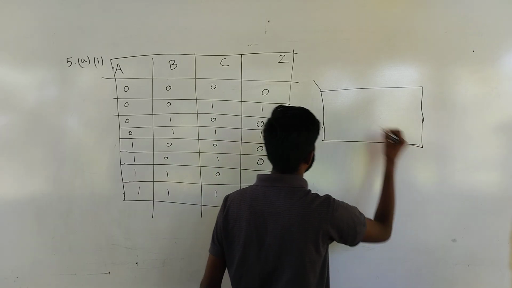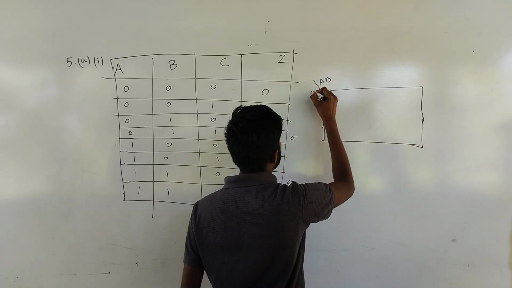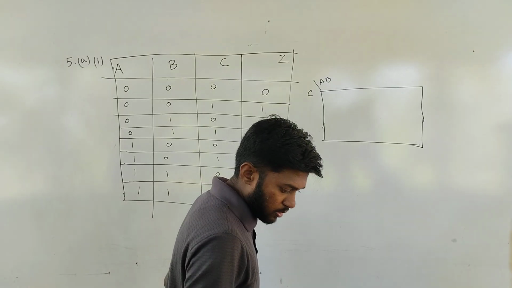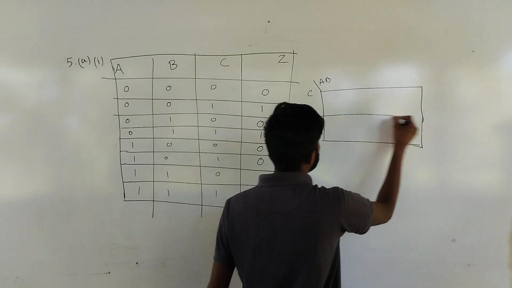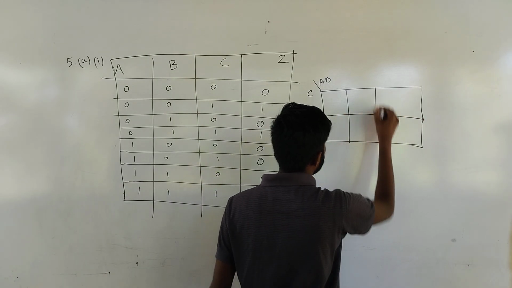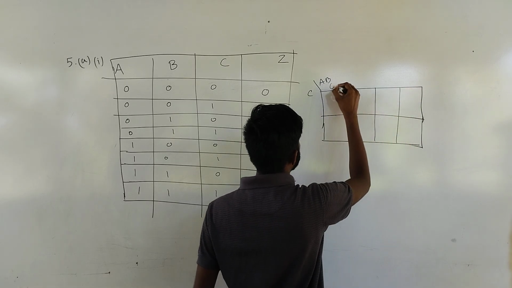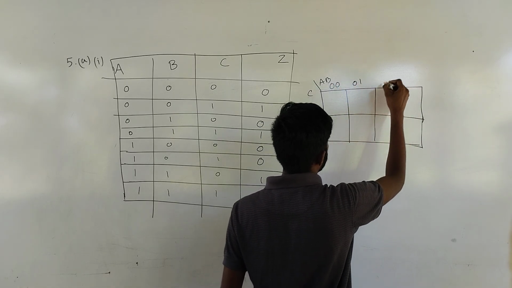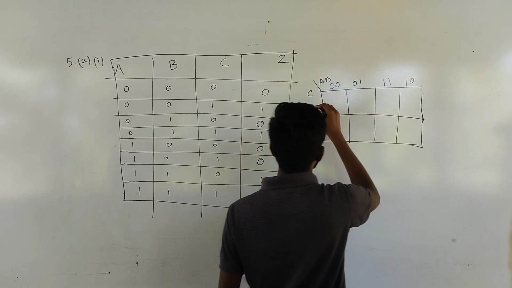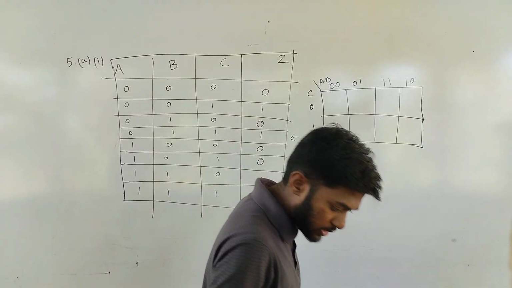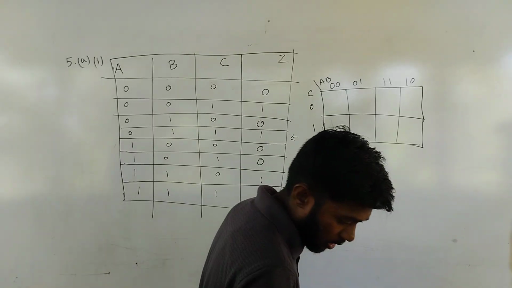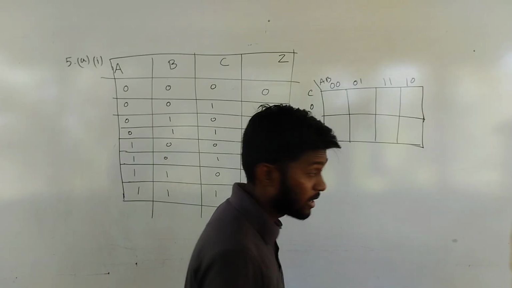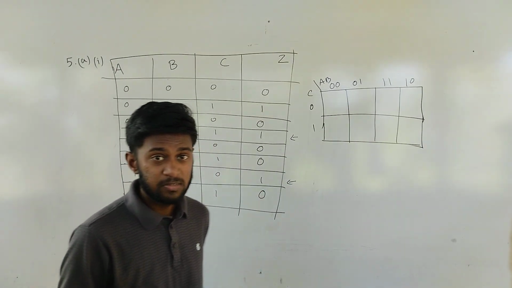Right. Then we are having 0, 0, 0, 1, 1, 1, 1, 0, 0, 1. Right? 0, 1, 1, 1, 1, 0, then 0, 1. Now here, let us fill the values.